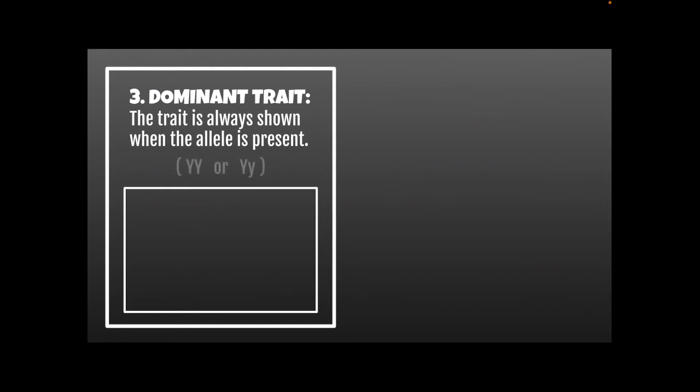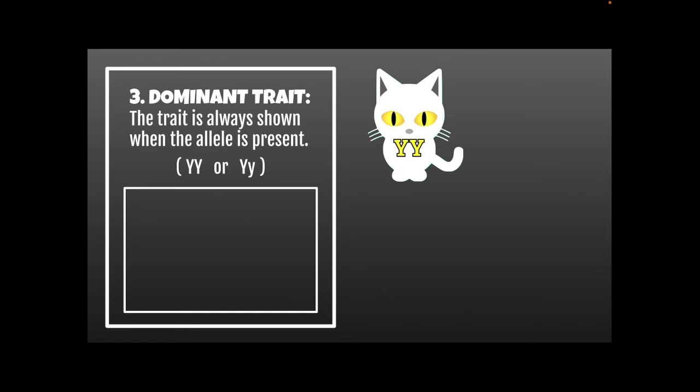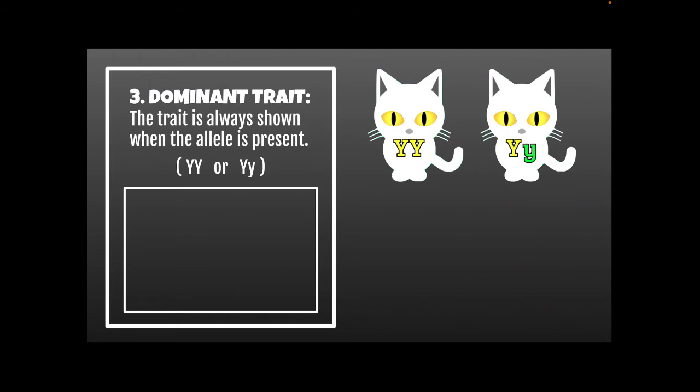So the dominant trait is the trait that's always shown when one allele is present. So if you have one set of instructions for the dominant trait, you get the dominant trait. So there's two combinations. In this case, for yellow eyes, if both your instructions are for yellow eyes, obviously you get yellow eyes. If you have one instruction for each, yellow and green eyes, then you still get yellow eyes because it's dominant. That's what your body decides to do when it has conflicting instructions. With a dominant trait, it picks the dominant trait and ignores the recessive trait.